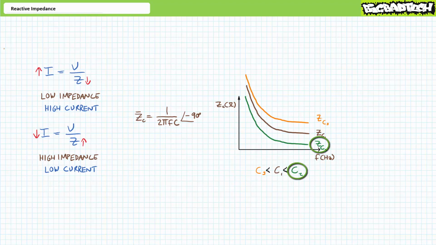Large capacitors are physically larger and have a lot of room for charge. As such, they draw a large amount of current. This is synonymous with a low impedance element. Conversely, smaller capacitors are physically smaller and don't have a lot of room for charge. As a result, they draw less current, synonymous with high impedance elements.